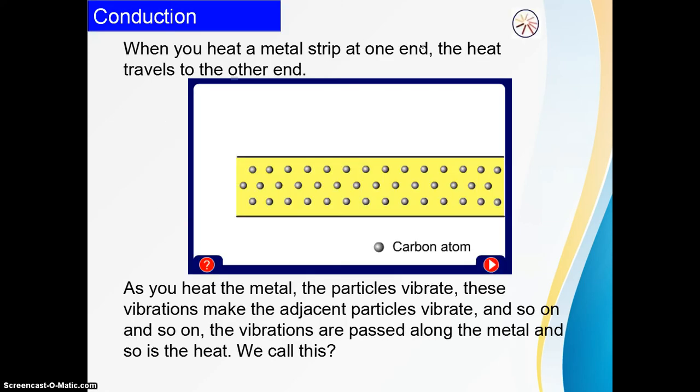Okay. So first of all, what is meant by conduction? When you heat a metal strip at one end, the heat travels to the other end. So how does the heat transfer take place? Our metal contains a small amount of particles which vibrate. These vibrations make the adjacent particles also vibrate, and so on. These vibrations are passed along the metal rod. So the heat which is transferred along with the vibrations goes through to the other end. We call this conduction.